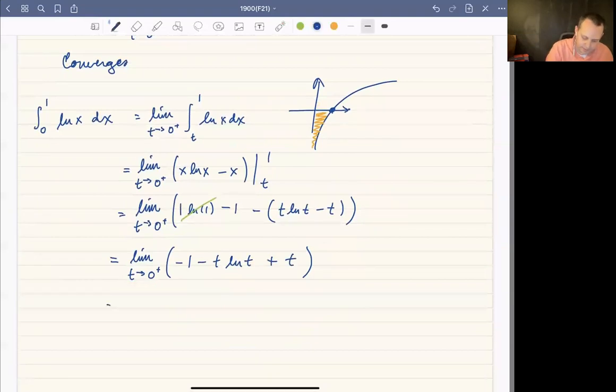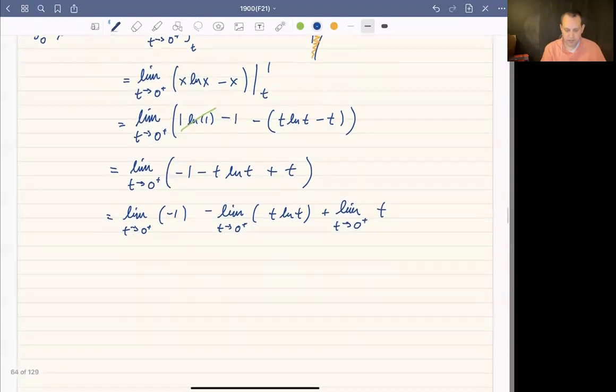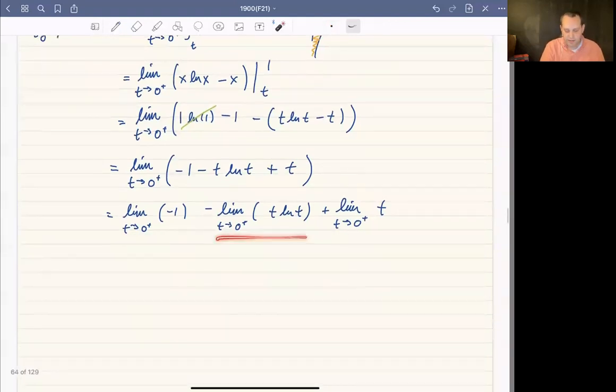Let me formally write what we're going to do here. This is the limit of negative 1, plus the limit as t goes to 0 from the right of negative t natural log of t. In fact, I can do one better and move the negative outside. And then plus the limit as t goes to 0 from the right of t. Of course, this first piece is negative 1, and this last piece is 0. All that matters is this middle piece, so let's look at that.